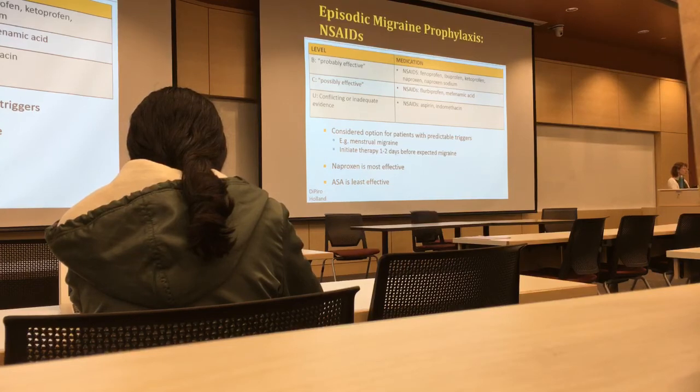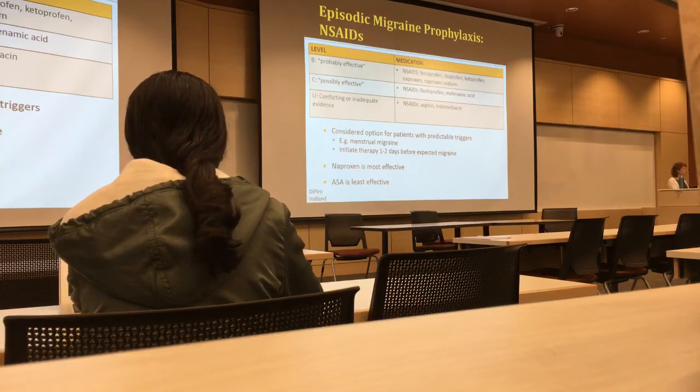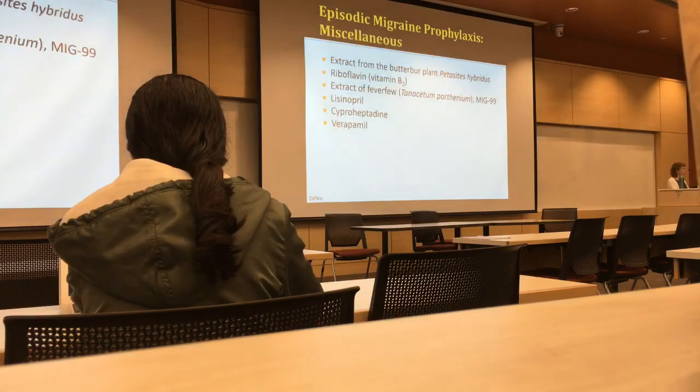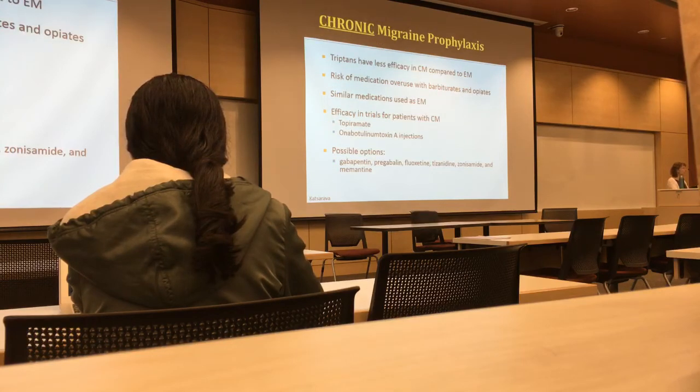Okay, so these NSAIDs are used for people that have predictable menstrual cycles, and you initiate them 1 to 2 days before the expected migraine. And naproxen is considered more effective than the ibuprofen, and aspirin is the least effective. And we also can use, if those don't work, frovatriptan or naratriptan. So these are some of the alternative agents that we have, and they're worth a try. And in terms of chronic migraine prophylaxis, we talked about this before. We want to avoid the butalbital because it's a barbiturate, and we want to minimize the opioids.